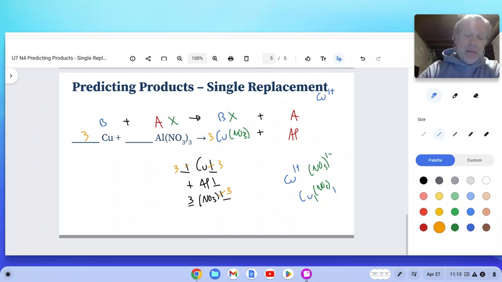So that's predicting products for single replacement reactions. Remember, metals replace metals and nonmetals replace nonmetals, and that's one of the first things you have to check when you start doing a reaction like this.